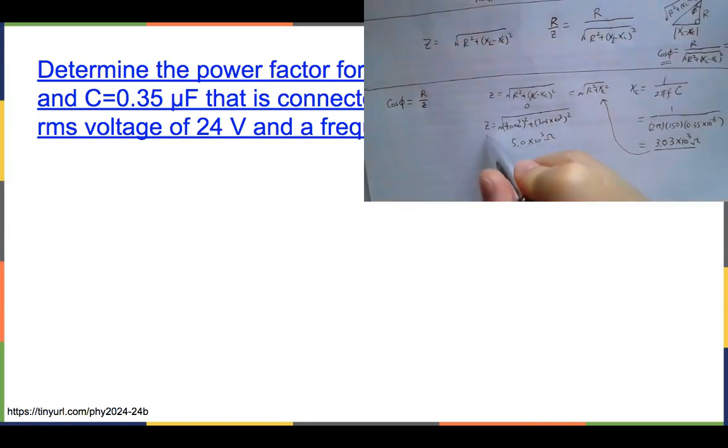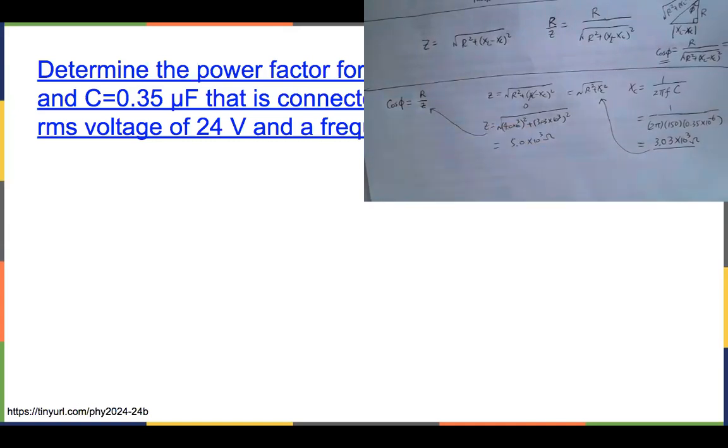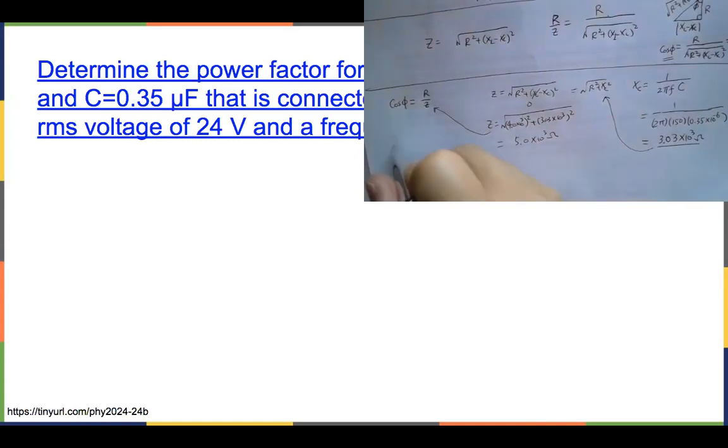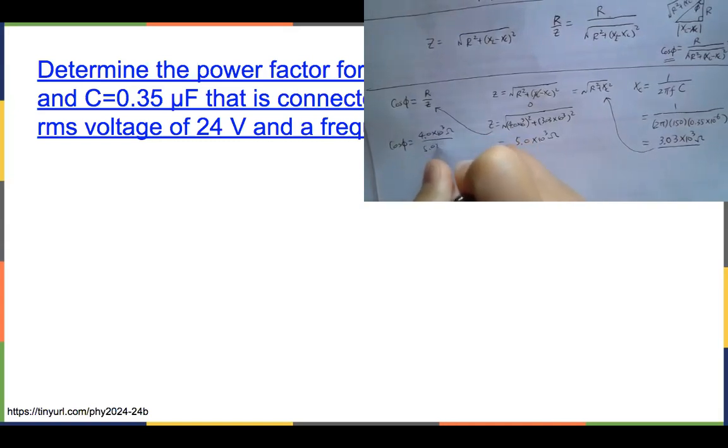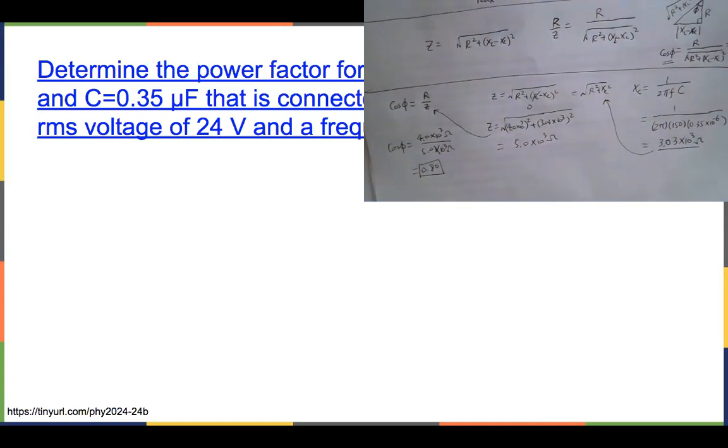So then you have Z, and you plug Z back in to solve for cosine of phi. Cosine of phi equals 4.0 times 10 to the 3 ohms divided by 5.0 times 10 to the 3 ohms, which gives you 0.80 as the power factor. You don't need to use the RMS voltage here, because you are just looking for the power factor, so that doesn't matter.